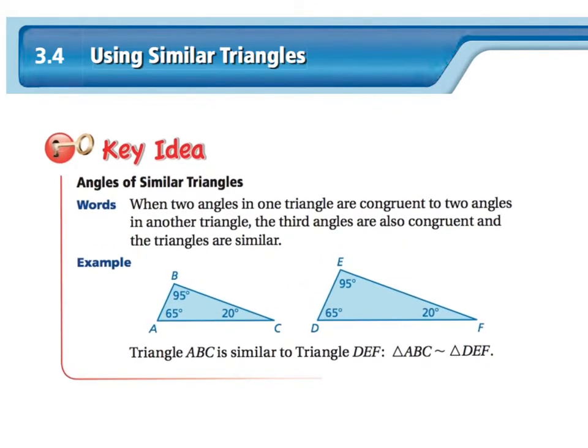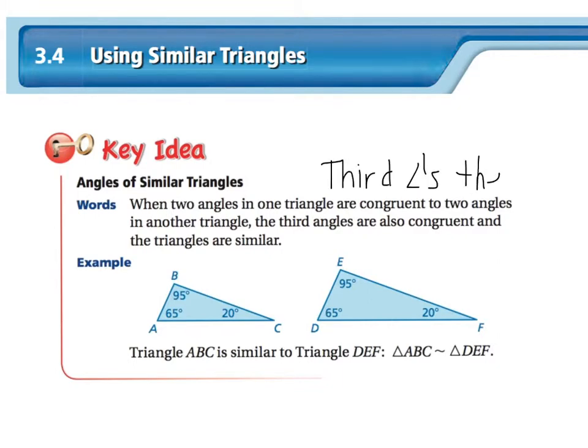Angles of similar triangles. Now, I know you know what similar means. Same shape, different size. The angles are congruent. The corresponding sides are proportional. You know that. But I'm giving you a heads up: in 8th grade, you're going to use something for angle-angle similarity called the Third Angles Theorem.